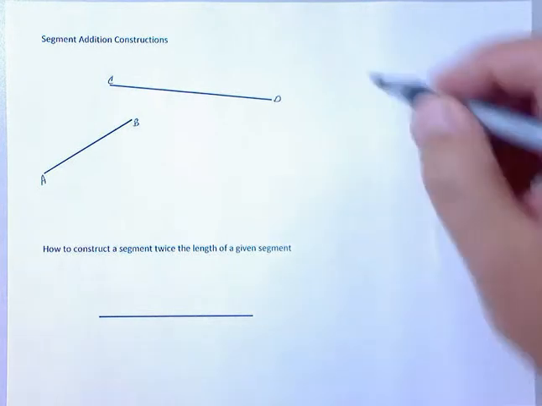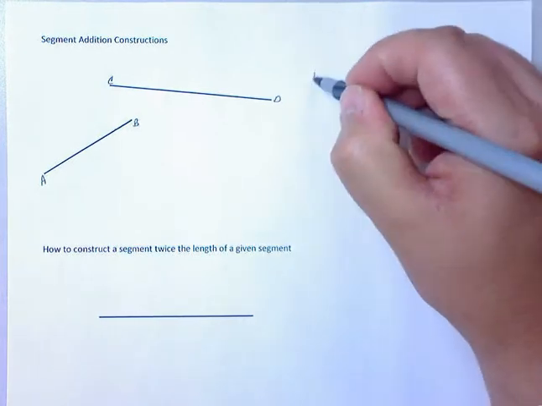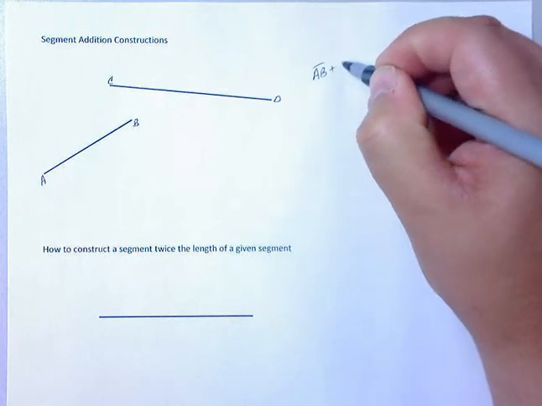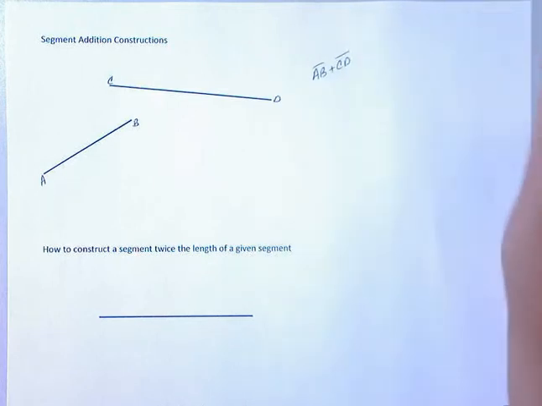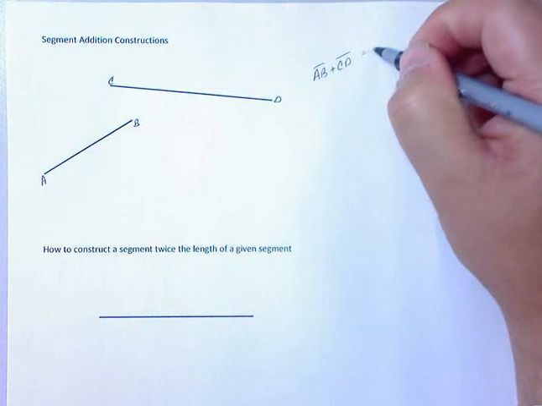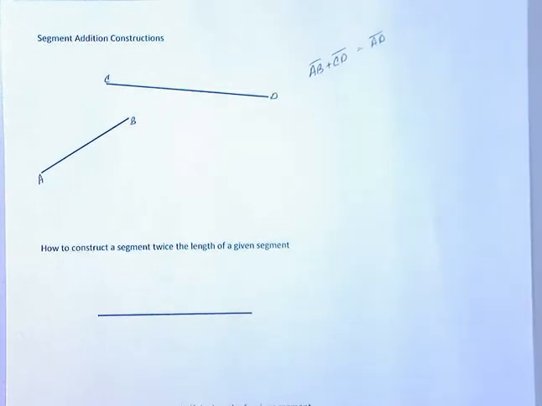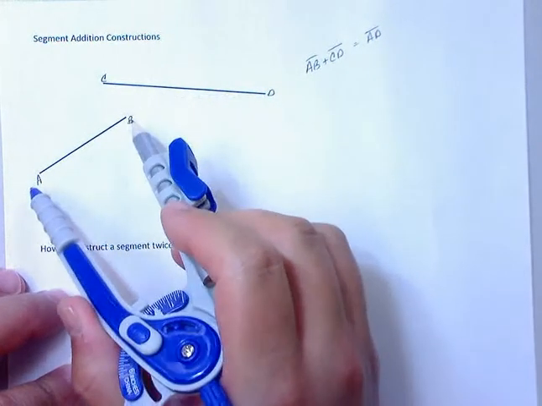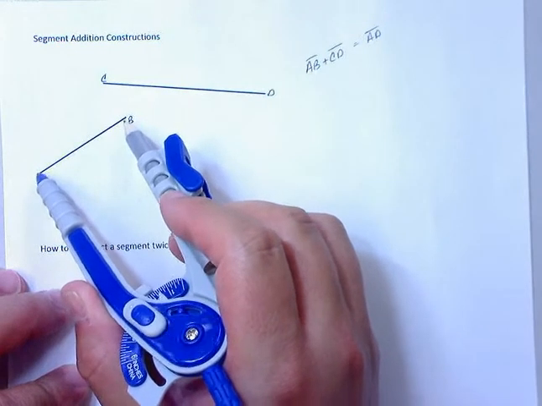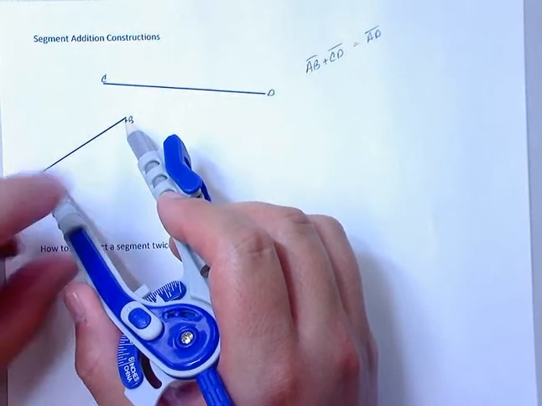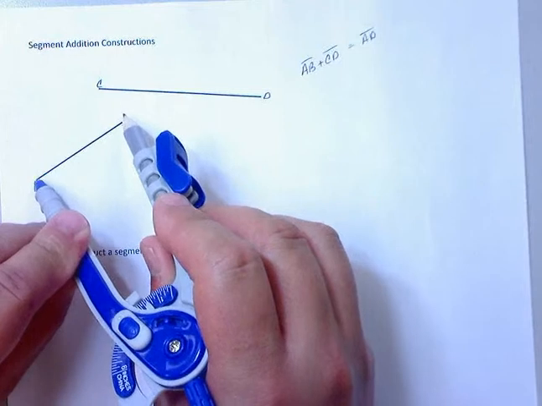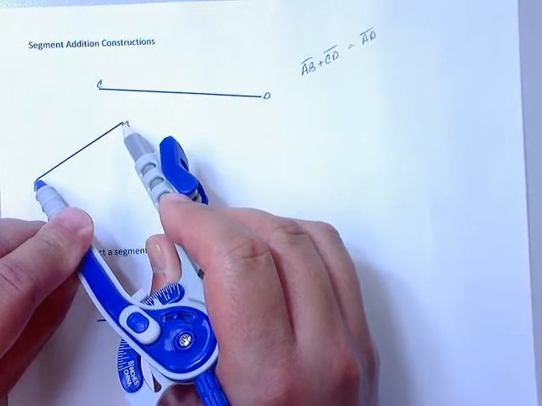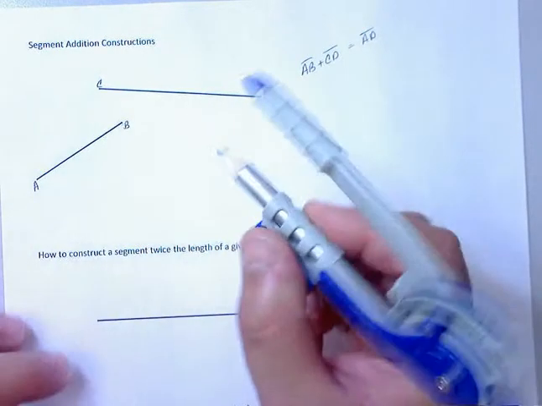What we are going to do is add segment AB and segment CD together, and that's going to create segment AD. To do this, you're going to need your compass. The first thing you want to do is line up your compass so both tips are exactly the same length as A and B. You want to match them up as close as you possibly can, and then you lock your compass in place.